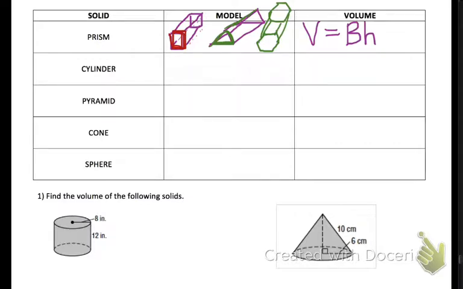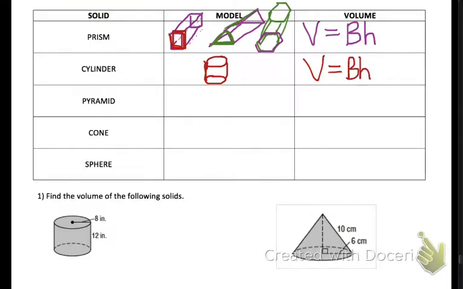And then the hexagon here would be the base. So the volume formula for a prism is the area of the base times height. A cylinder, you've seen cylinders before, a little circle, connect those. That would be your model of a cylinder. Its volume formula is conveniently the same, the area of the base times height.